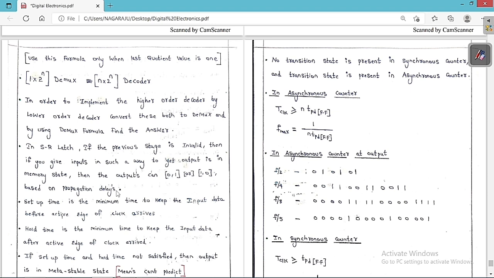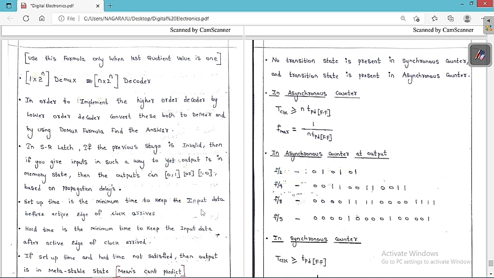I have already told you setup time is the minimum time to keep the input data before the active edge of clock arrives. So before the clock is coming, you have to keep the input for a given circuit for a small amount of duration, that is called setup time.